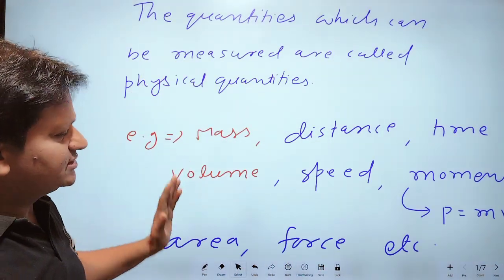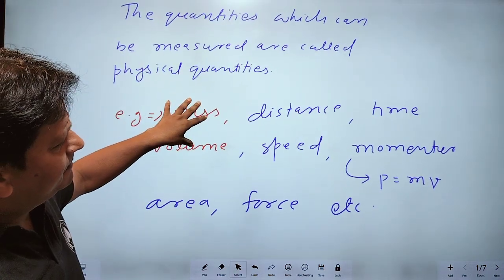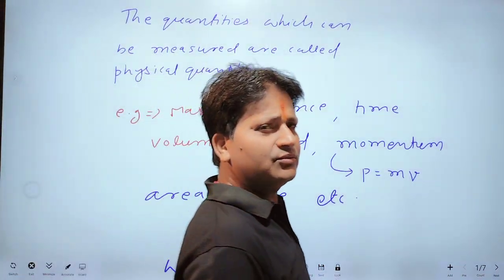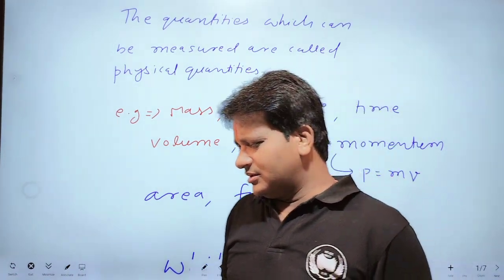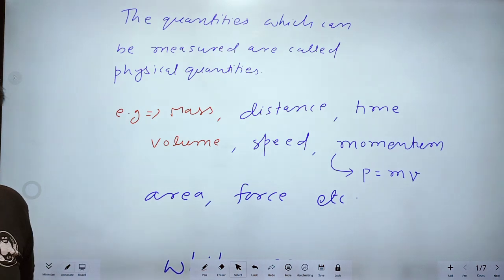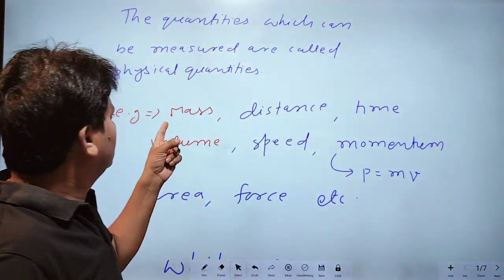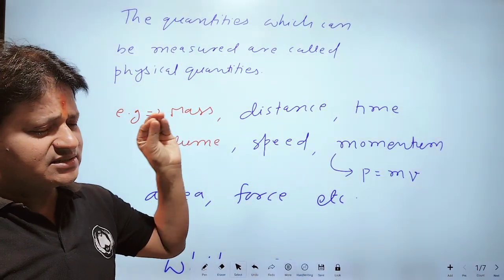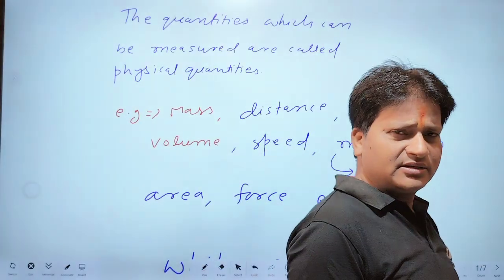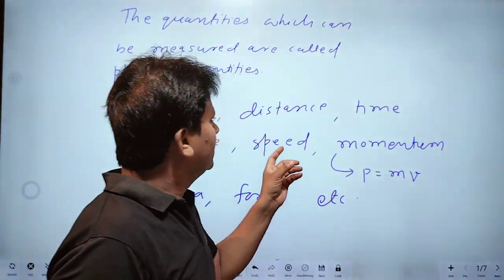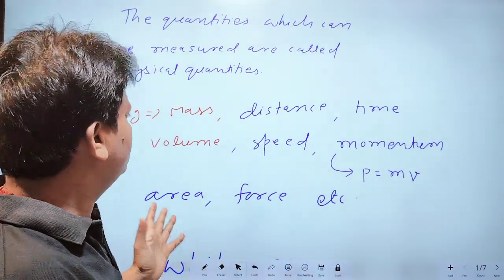You can measure mass if you go to the market and you buy vegetables, 1 kg, 2 kg, 3 kg. This is mass. Mass can be measured. Distance also can be measured, 5 km, 6 km, 10 km, and so on. Time can be measured, 5 o'clock, 6 o'clock, 10 o'clock.